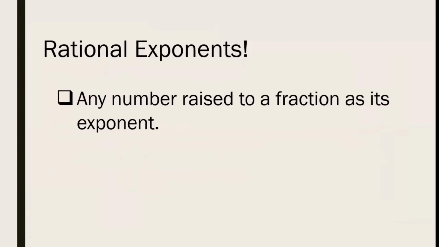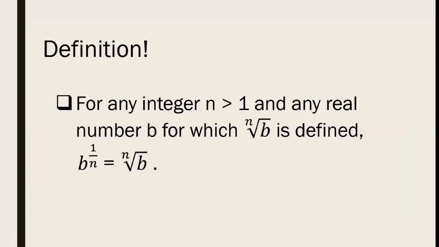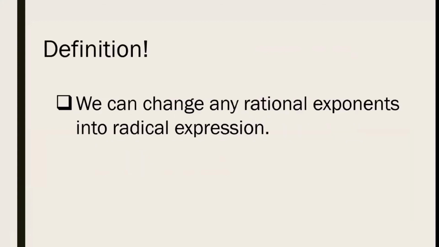What is a rational exponent? These are any number raised to a fraction as its exponent. Examples: 3 raised to 1/2 and m raised to 3 over 2. As you may observe, the exponents here are written in fraction form, so this makes it a rational exponent. Let's define. For any integer n greater than 1 and any real number b for which the nth root of b is defined, b raised to 1 over n is equal to the nth root of b. In simple words, we can change any rational exponent into a radical expression and vice versa.